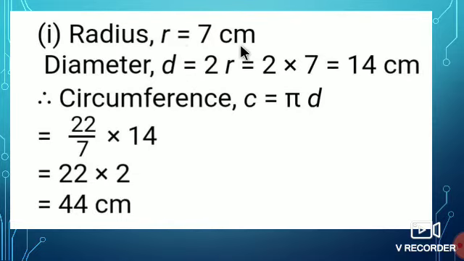First, the radius is 7 centimeter. So diameter will be double of it. What is the formula? 2 times r. So 2 into this 7 is equal to 14 centimeter will be the diameter.